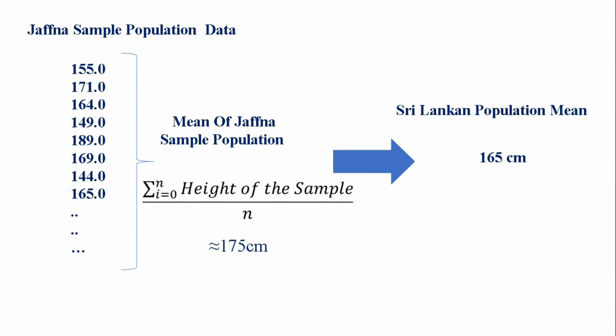And next we have the example. Here you can see the Jaffna sample population data. So we have the averages of the Jaffna population alone, and we are getting the mean of that sample population, and you can compare that with the Sri Lankan population mean, right? So this is not the mean of the entire population, it is the sample mean. This is a predetermined value, right? So you are going to compare this with this one.